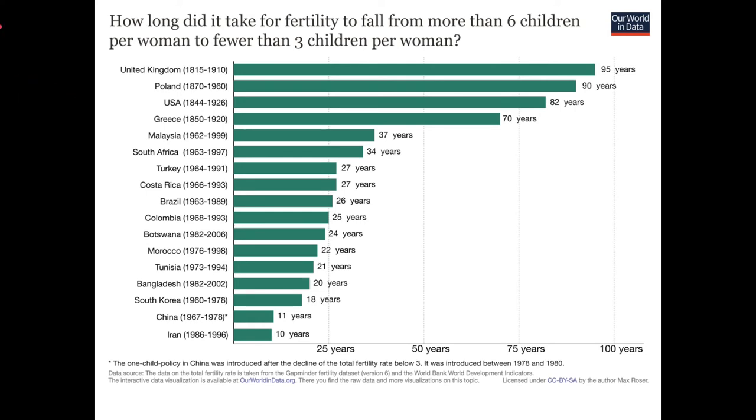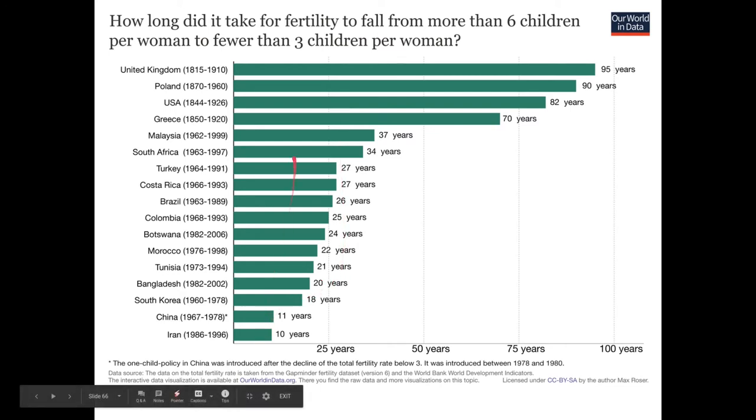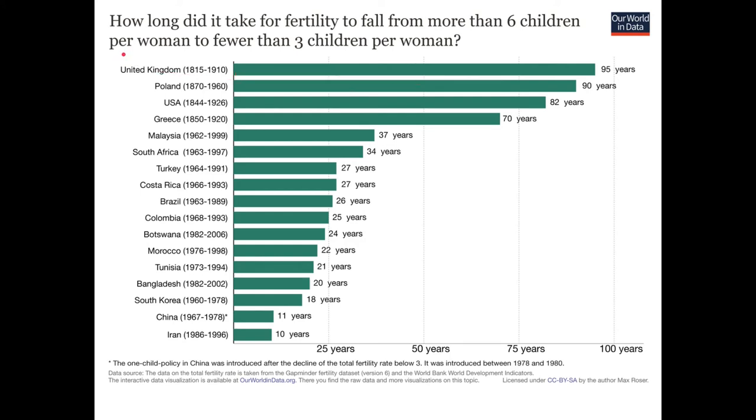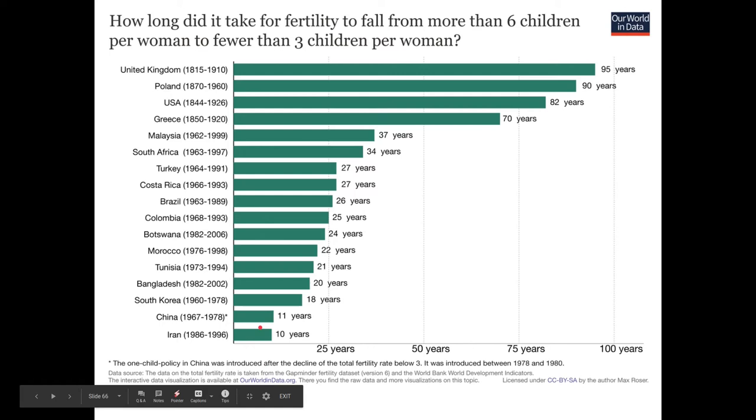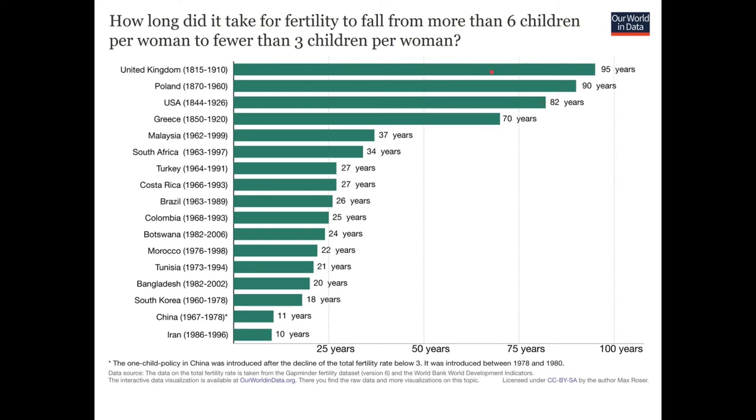So for example, in one of the other videos that you'll see with Hans Rosling, he talks about what an amazing job other countries, developing countries, have done. So you could look at this as how long did it take a country to move from stage one to stage four? China and Iran, 10 or 11 years. The United Kingdom, 95 years. The U.S., 82 years. So we went from six children, a TFR of six, to a TFR of three, and it took us 82 years. It took the United Kingdom 95 years.